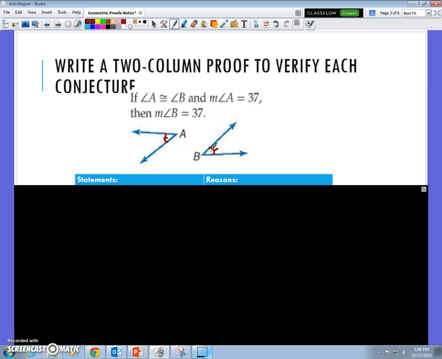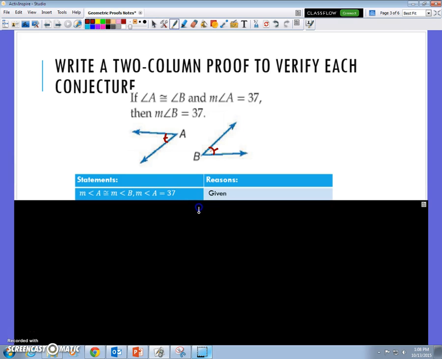Much like our algebra proofs, we're going to start out with the information they give us. So the measure of angle A is congruent to the measure of angle B, and the measure of angle A equals 37 degrees. We're trying to prove this last part: angle B must be equal to 37 degrees. This is what we're trying to prove right here.